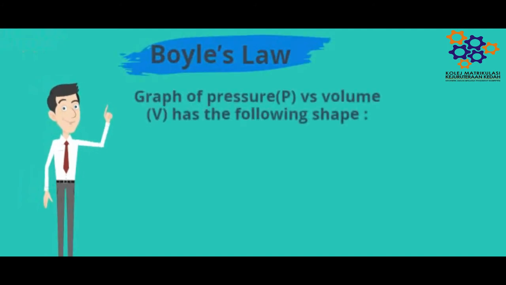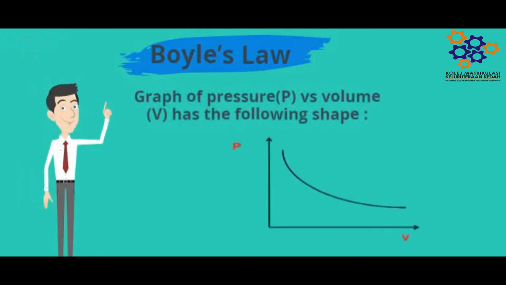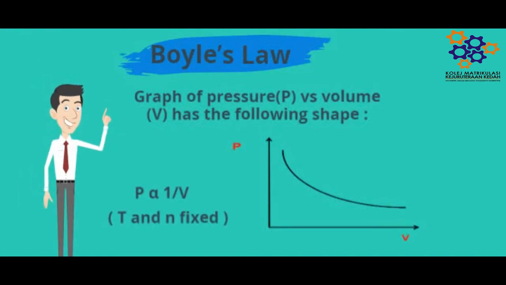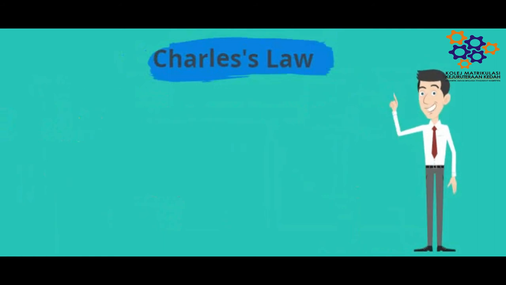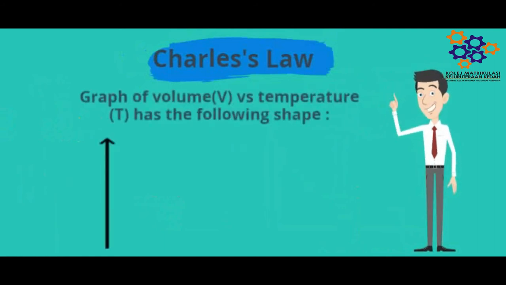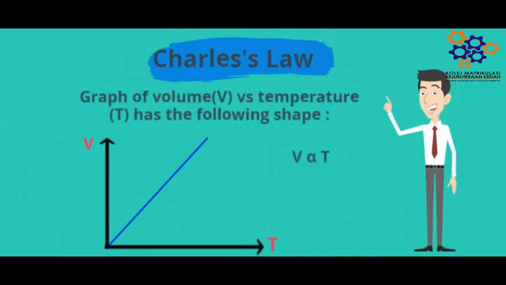Boyle's law. The graph of pressure versus volume has the following shape. Pressure is inversely proportional to its volume. For Charles' law, the graph of volume versus temperature has the following shape. Volume is directly proportional to its temperature.